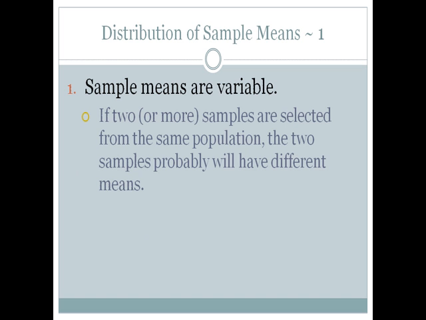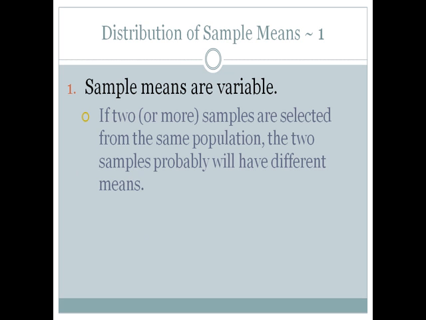So some characteristics of the distribution of sample means. One is that sample means are variable. If two or more samples are selected from the same population, the two samples will probably have different means.